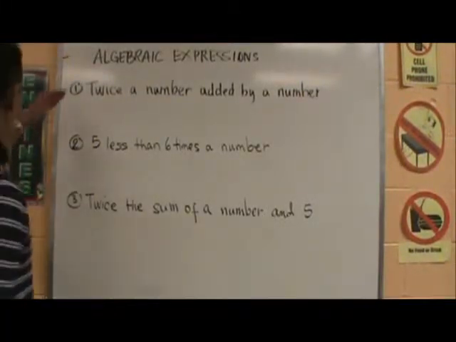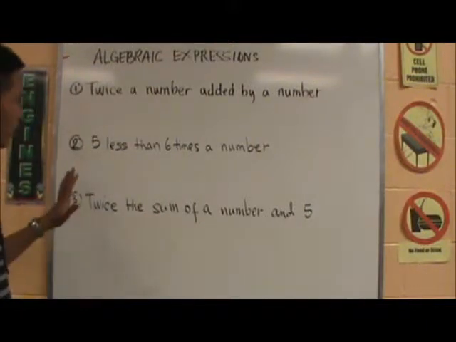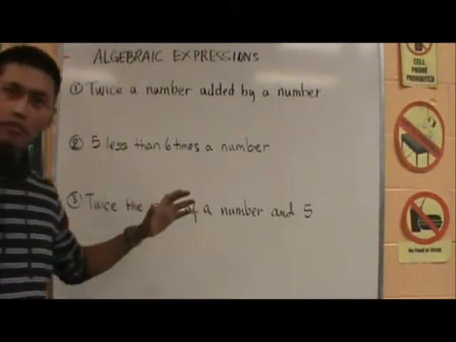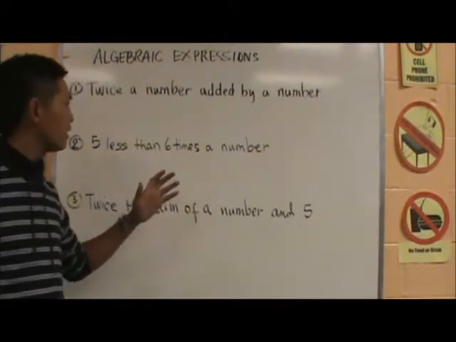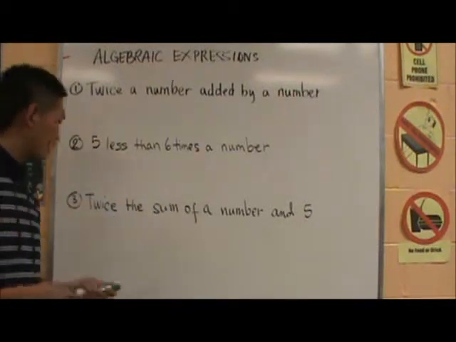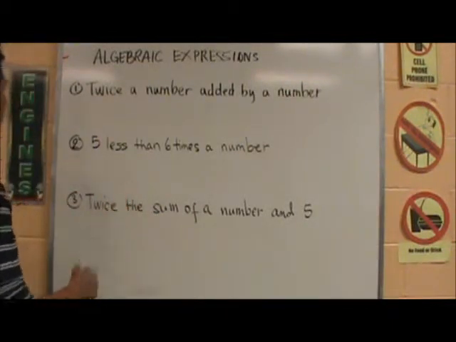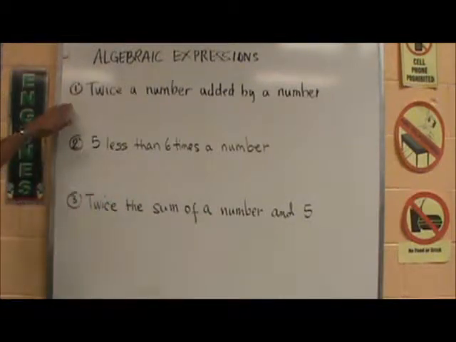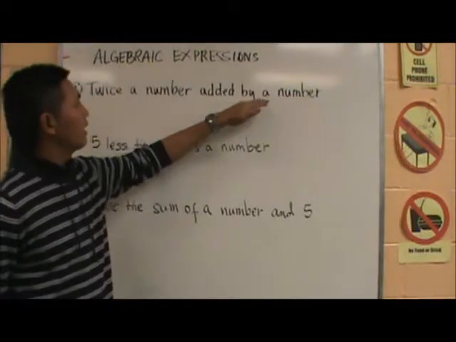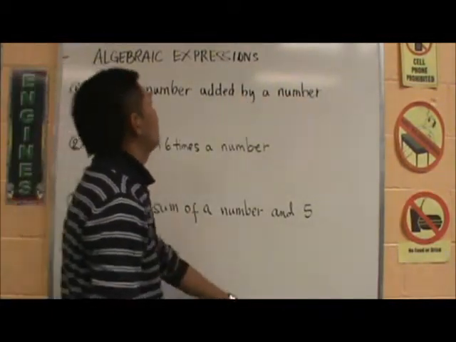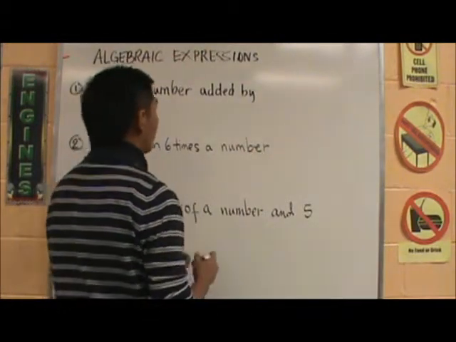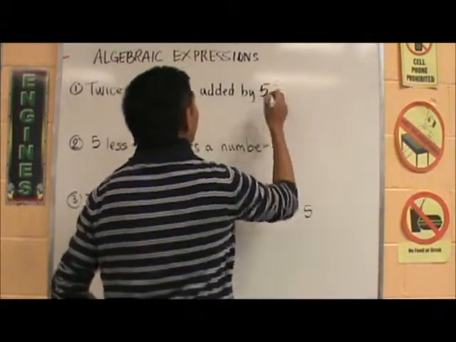Okay, on here we have three English phrases, and what we're gonna do is write these as mathematical phrases. So, for example, we have one here: twice a number added by 5. Added by 5. Here you go.